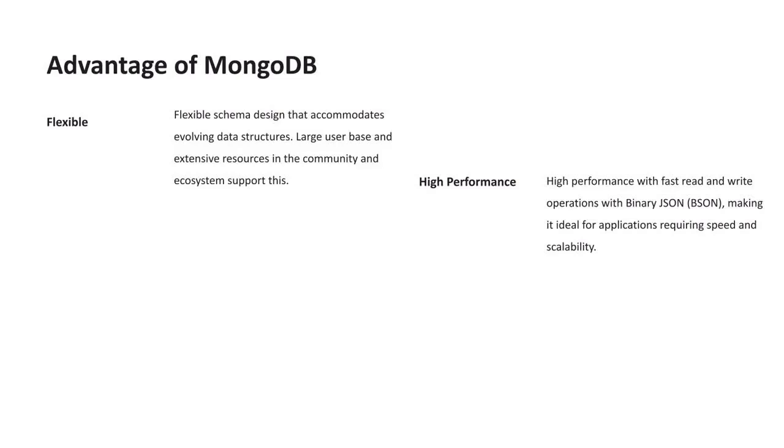MongoDB is also known for its exceptional performance in reading and writing data. This is partly due to its use of BSON, a binary format for storing documents, which allows for efficient data retrieval. MongoDB's architecture, which can be scaled horizontally across multiple servers, also contributes to its ability to handle large volumes of data and high traffic loads without sacrificing speed.